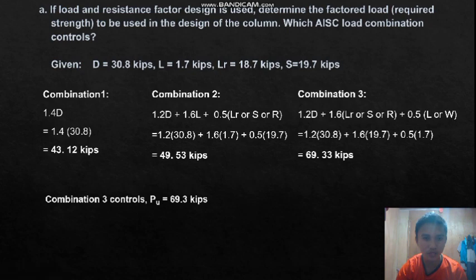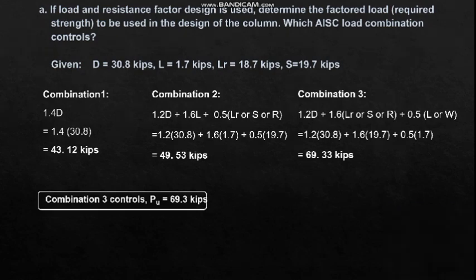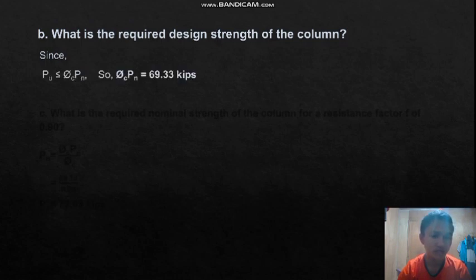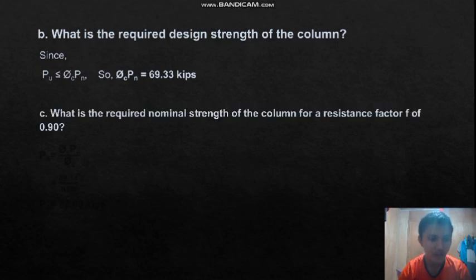So among those combinations, combination 3 is the control, and the factored load or the required strength is equal to 69.3 kips. For the next question, what is the required design strength of the column? Since the required strength is less than or equal to design strength, the design strength is equal to 69.33 kips. Next, letter C, what is the required nominal strength of the column for a resistance factor phi of 0.90?